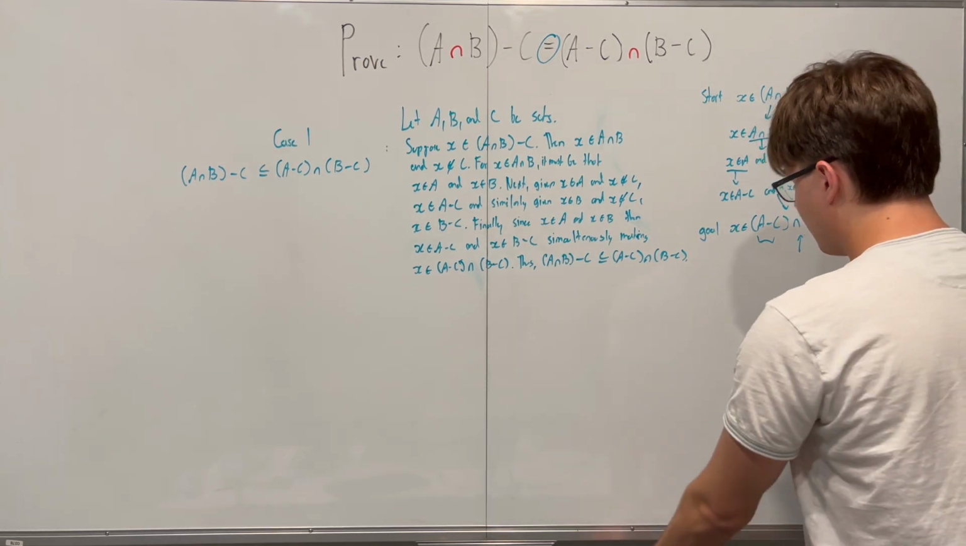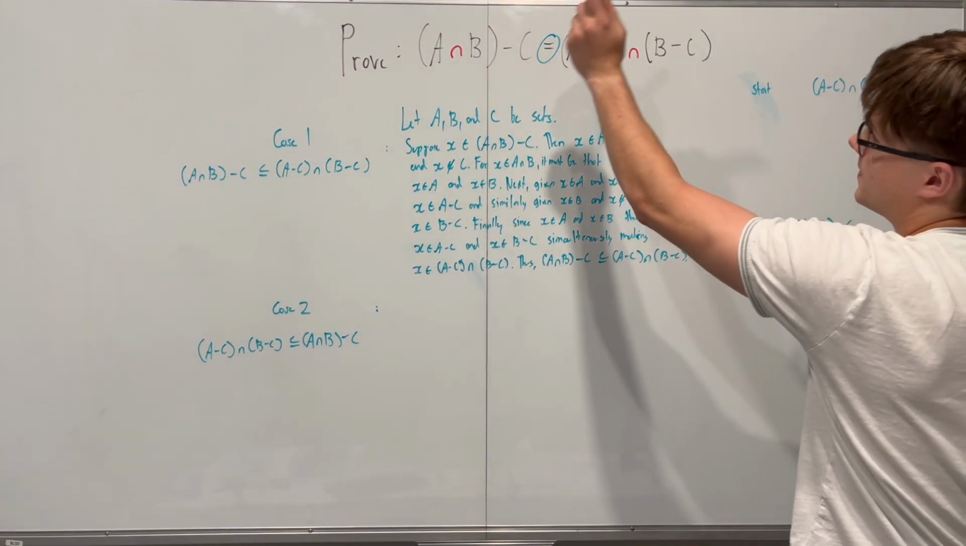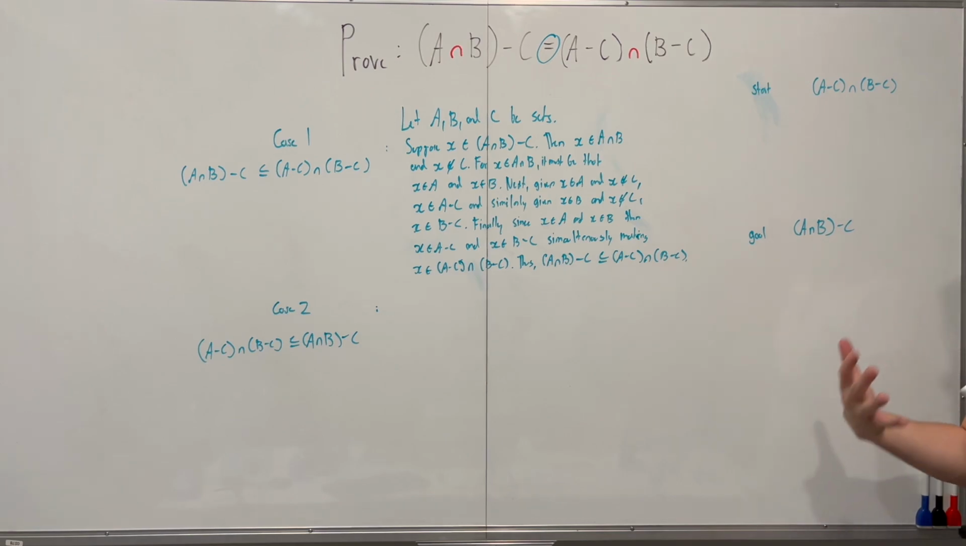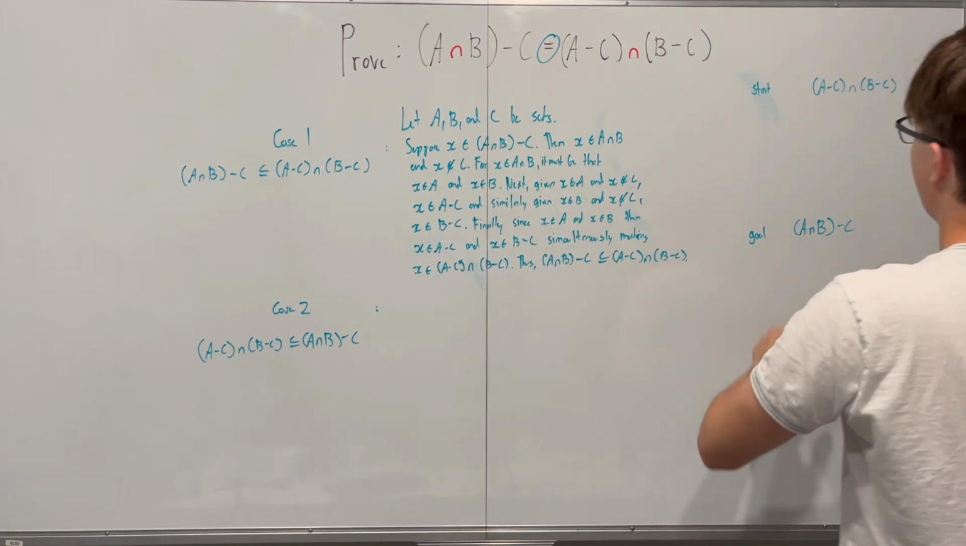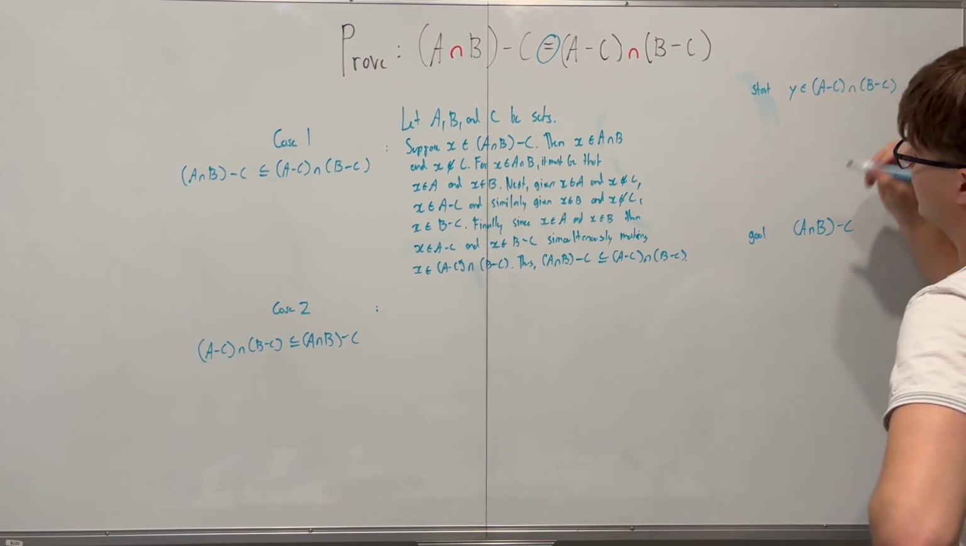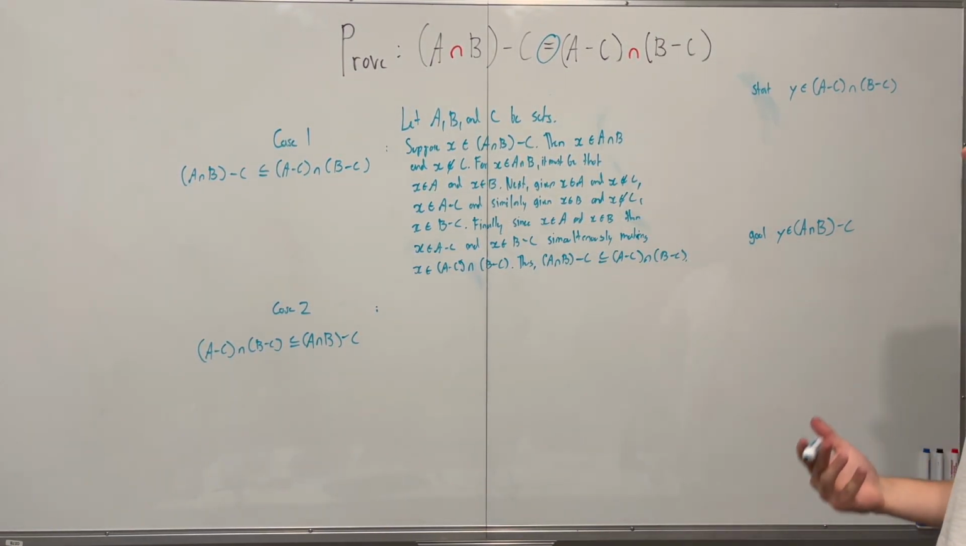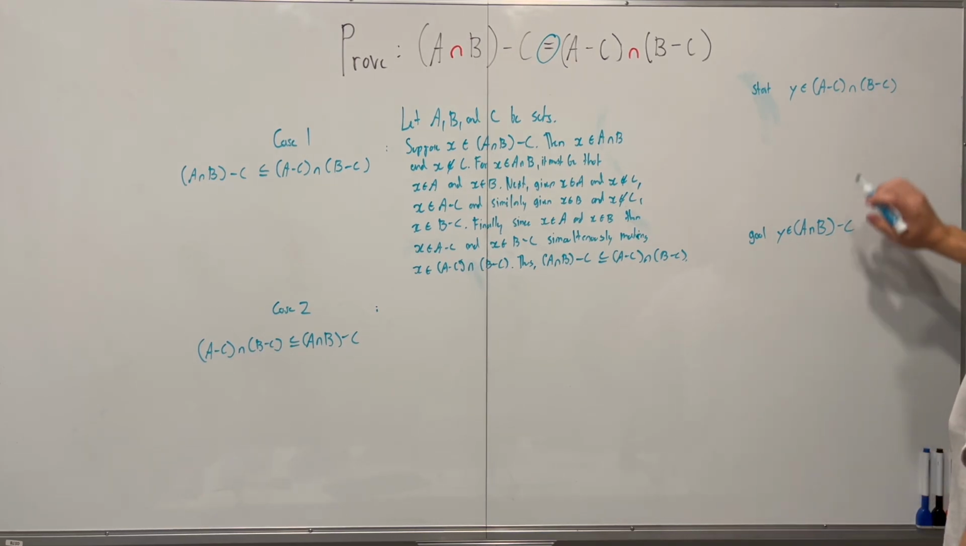Now let's try the second case. To prove that the right-hand side is a subset of the left-hand side, we're going to apply the same strategy as we did for our first case. We want to get from here to here, which means we want to show that any element here, for example y, is also an element of this set. So how are we going to do this? Well, what does it mean for y to be an element of this set?